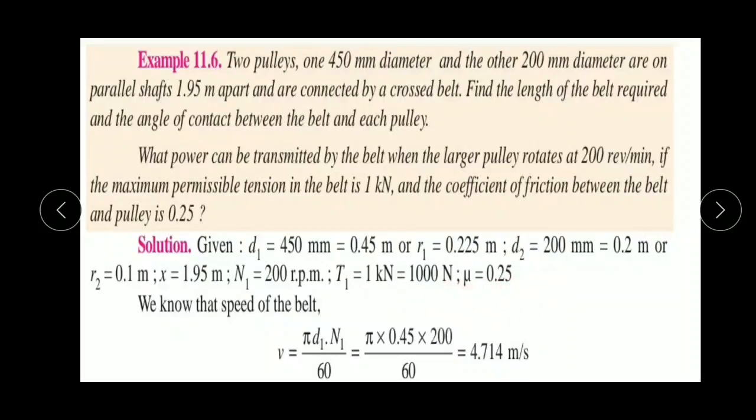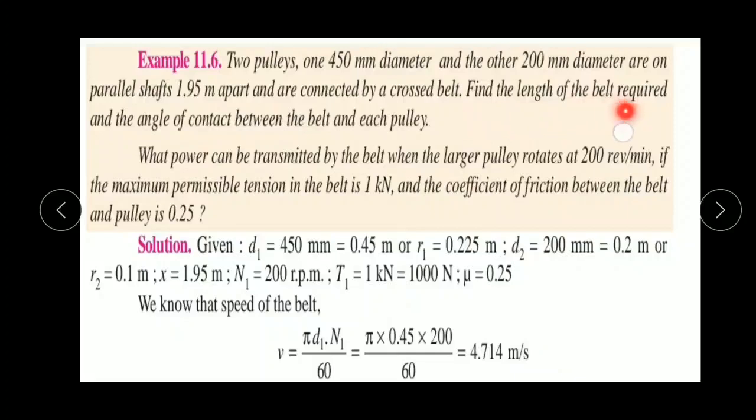Now you have to calculate the speed of the belt, that is V. V equal to pi D1 N1 by 60, or we may also calculate pi D2 N2 by 60, because slip is not occurring here. Given N1 equal to 200 rpm, so we are using D1: pi D1 N1 by 60, which is equal to pi into 0.45 into 200 by 60, equal to 4.714 meter per second. This is the speed of the belt which is to be used for the calculation of the power.